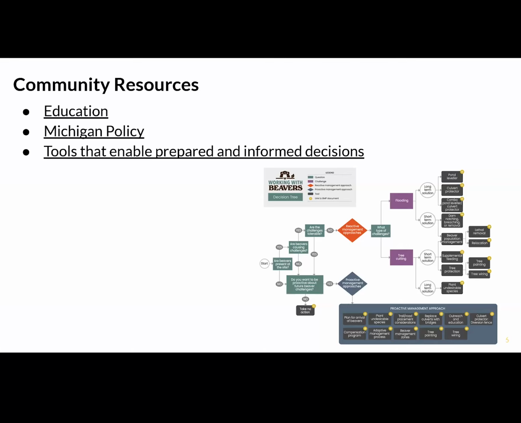This is an example from Alberta, Canada. We really like this resource because it's online and it's interactive. So you can see these little yellow plus signs. You can click on them. So when you're encountering a challenge and you follow the decision path to how you want to combat that challenge, it gives you resources for who to contact to help you implement those challenges. So this is a really cool resource.